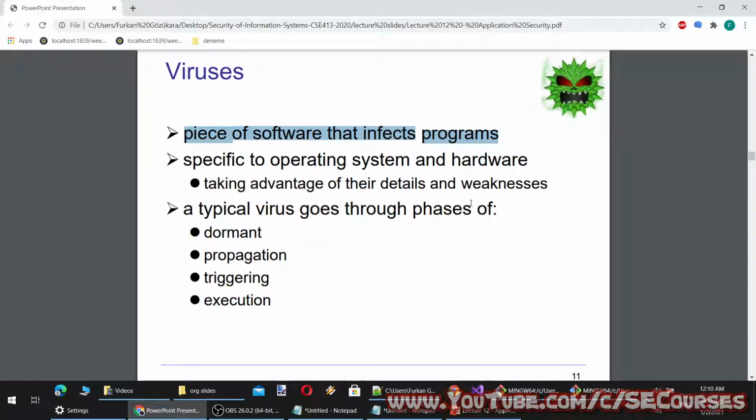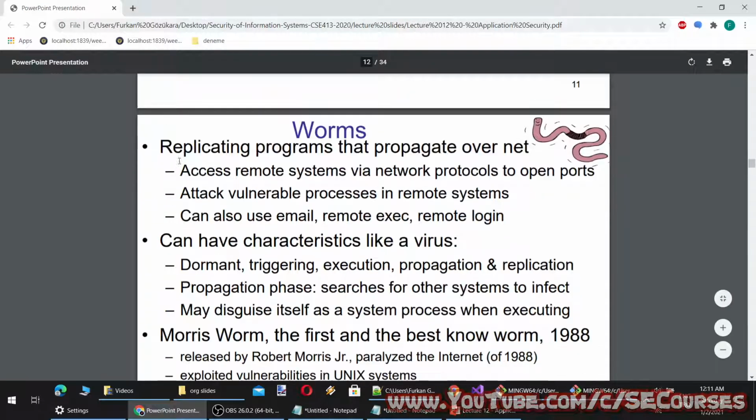Viruses. A piece of software that infects programs, specific to the operating system and hardware, taking advantage of their details and weaknesses. This is true because the operating system is a unique environment for viruses. What I mean is, it would be different to infect a Linux system, a Windows system, a macOS system, or an Android system. Therefore, a virus written for Linux may not work on Windows, or would highly likely not work on macOS and such. So this is the important detail. A typical virus goes through phases of dormant, propagation, triggering, and execution.